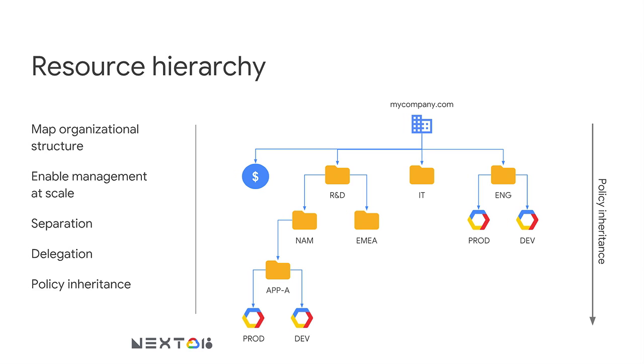The second way folders help you scale is through policy inheritance. Every node in the hierarchy is an attach point for a policy, such as access control or organization policies, as we'll see. And those policies are inherited down the tree. So whenever a team creates a project in, say, the IT department folder, that project will automatically inherit all the policies that are defined at the folder level. This way, you don't need to set policies on each resource individually.